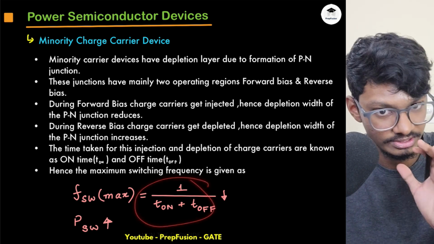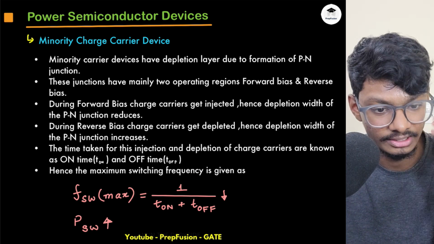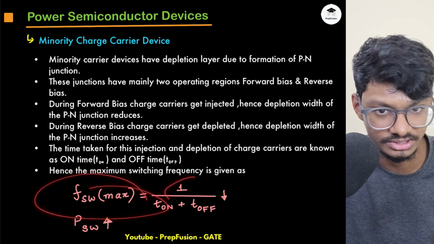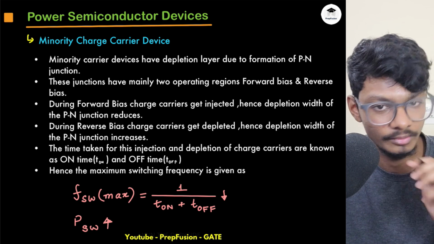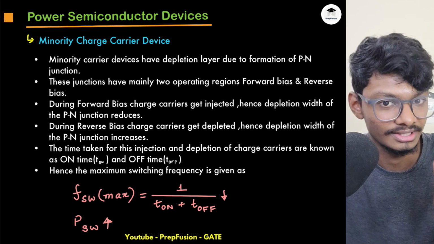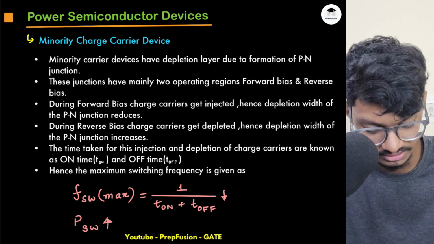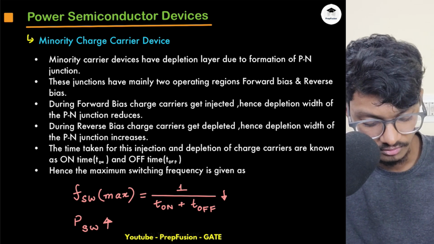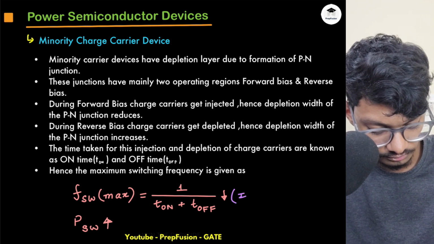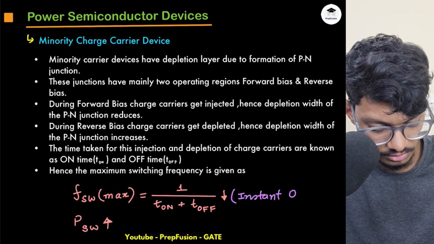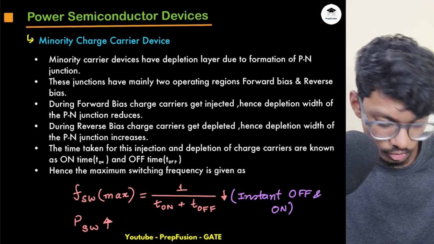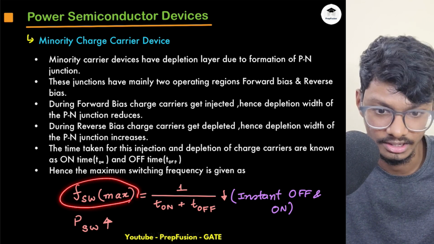So obviously the frequency of this, the lowest possible time between each on and off, in this case f switch max can be 1 by T on plus T off. Basically capital T on, capital T off will be 0. The time period for which it is completely on and the time period for which it is completely off is 0 in this case. So that is basically what this means. 1 by T on plus T off is the maximum switching frequency. Basically here I will explain. It is instant off and on.